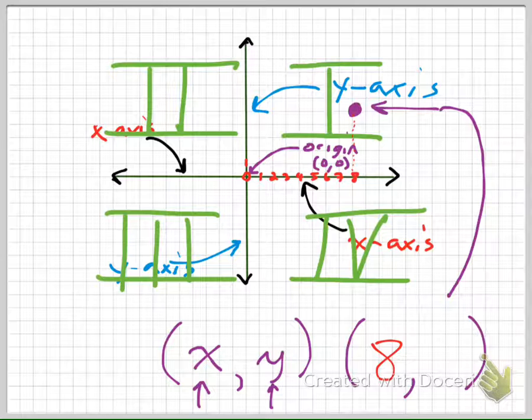This right here is 1. This is 2. This is 3. This is 4. This is 5. This is 6. Do you see what I'm talking about?